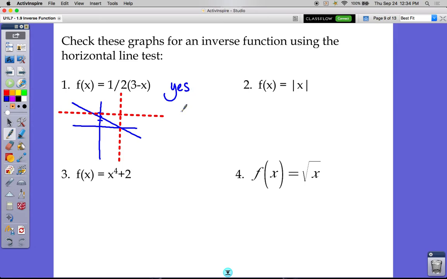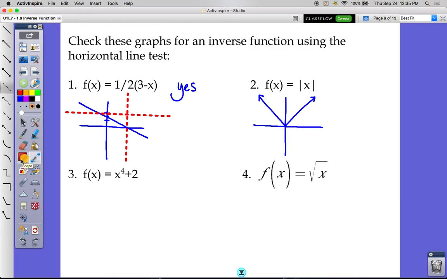Look at the next one. Good old absolute value equation. Absolute value looks like this. V shape, very sharp, where the line y equals x is not allowed to go into the negative values for y. So all the values of y are positive.